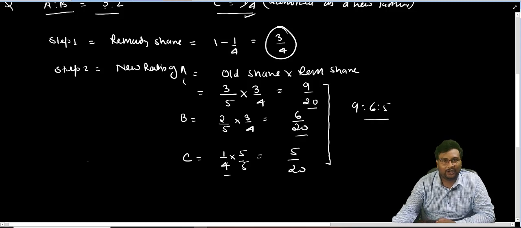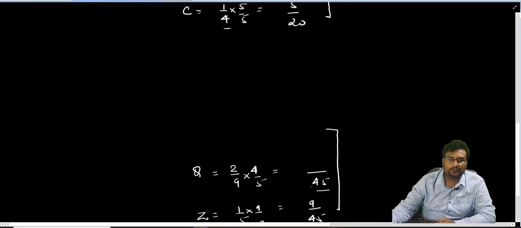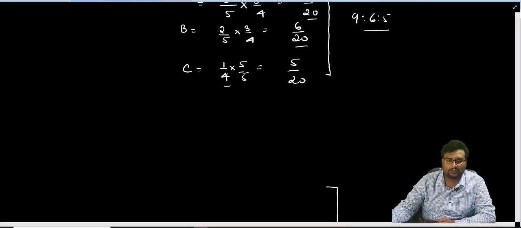9:6:5. Always remember, without equalizing the base, we cannot frame the ratio. So it is always advisable to make the base equal for each and every partner. Now just do the practice. A very simple question I am giving you, and you just do the practice for the same.